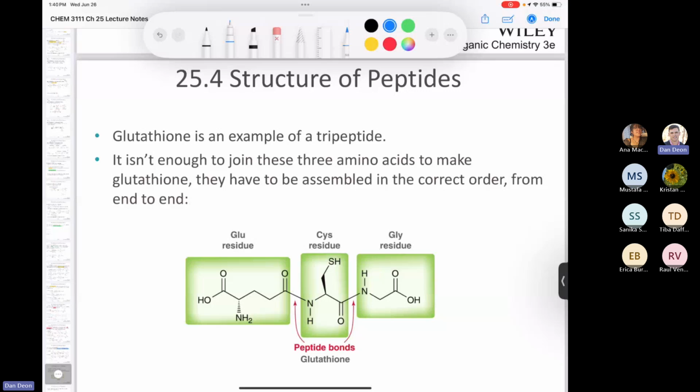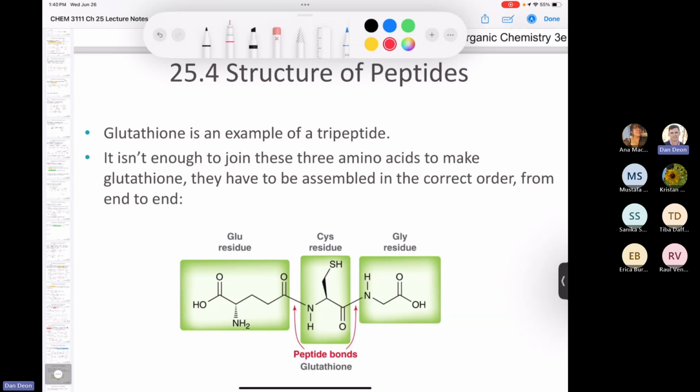Moving on to section 25.4, we're going to discuss the structure of peptides. And remember, when we talk about a peptide bond, it's nothing more than an amide bond, but it's between amino acids. Okay, so we spent a lot of time talking about amino acids. We saw how they have a carboxyl group and how they also have an amino group.